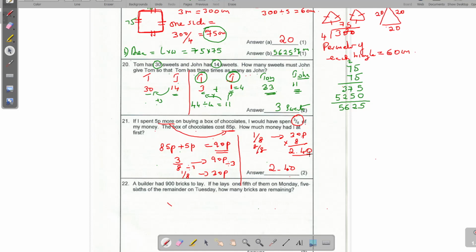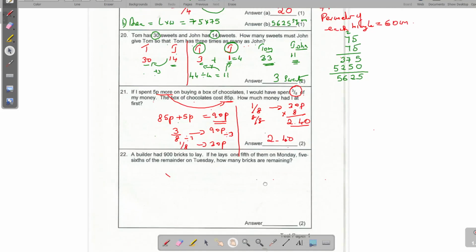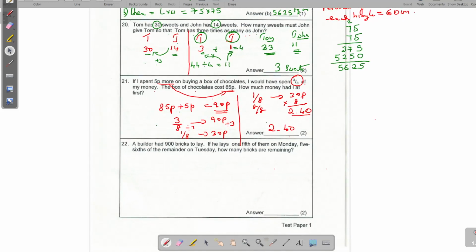Next question, 22. A builder had 900 bricks. If he lays 1/5 of them on Monday and 5/6 of the remainder on Tuesday, how many bricks remaining? Okay, so let's look at Monday. What is he doing? Monday, he is laying 1/5 of them. 1/5 of 900.